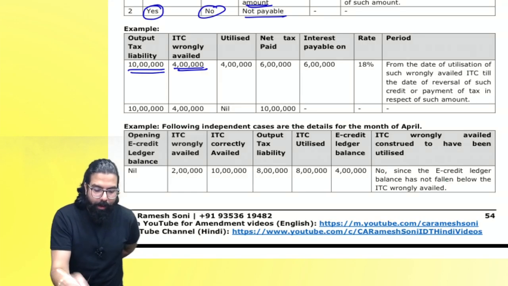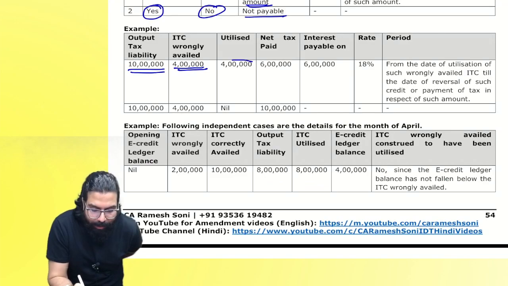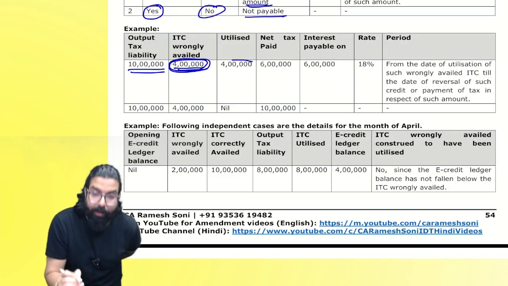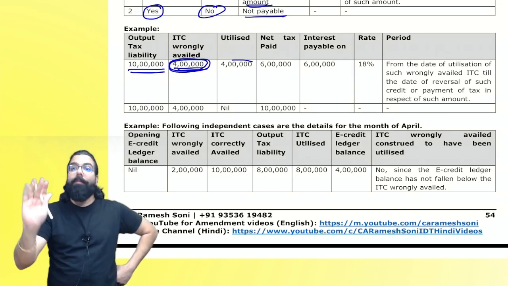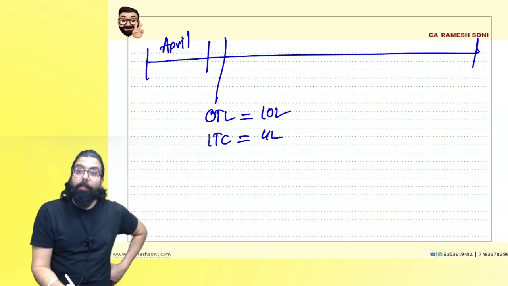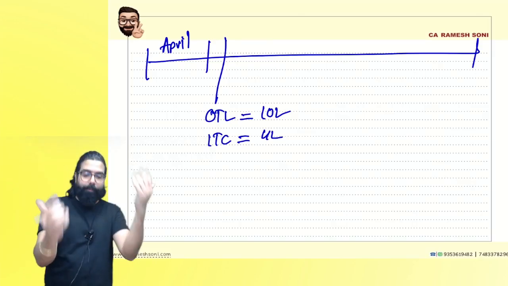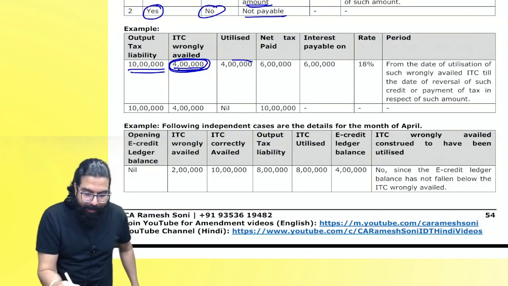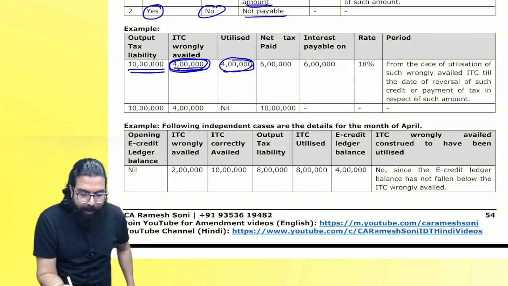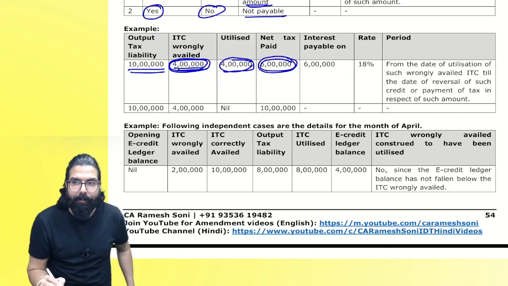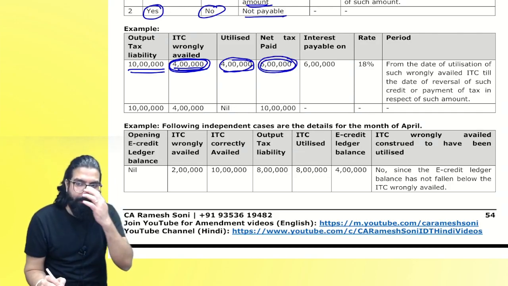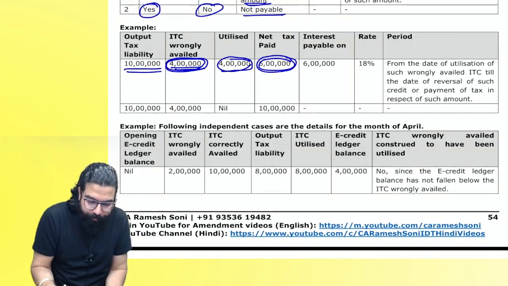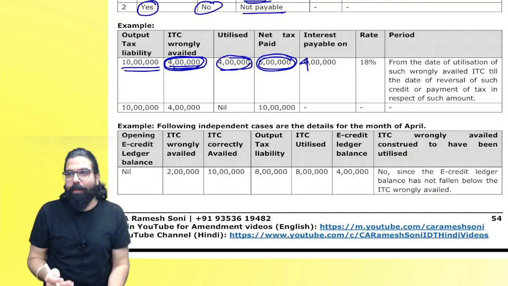For example, whatever input tax credit I can take, I availed how much wrongly? 4 lakh I availed. I told the government my ITC is 4 lakh and I used it also. How much I used wrongly? So tell me how much balance I paid. Utilized also 4 lakh. Net tax paid. How much is the balance I paid? 6 lakh. Can you tell me, everyone? Interest will be payable on what? 4 lakh. I was just checking.